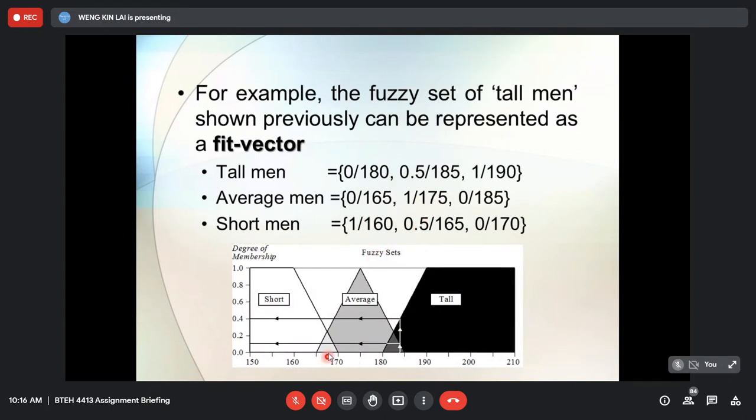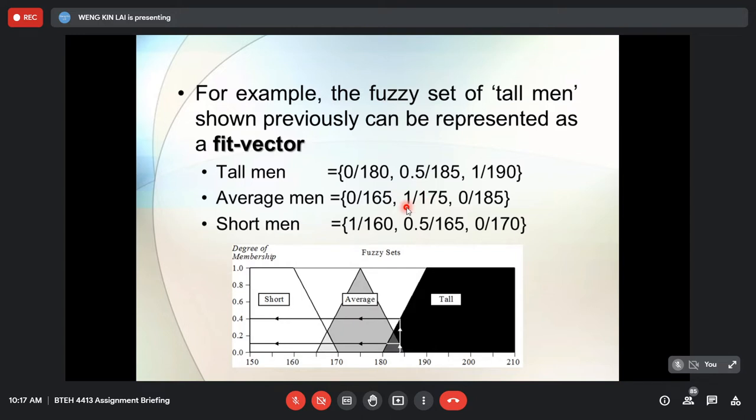It also depends on the function that you use. For this one, you can assume correctly that this is a triangle. Anything less than 165 is 0, anything more than 185 is also 0, and somewhere in between, around 175, there's a 1. So you have no choice but to draw the lines and it becomes a triangle. So there's an assumption on the part.